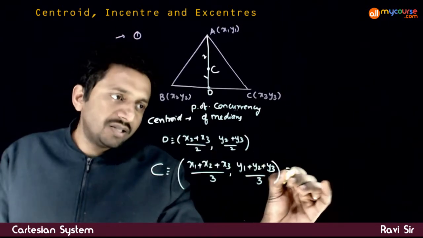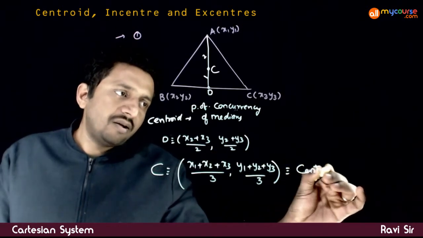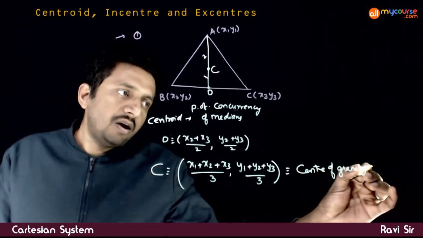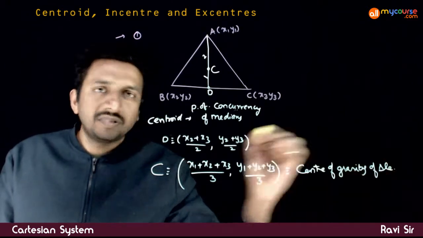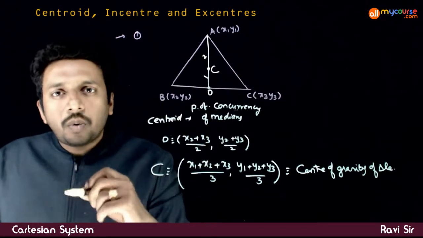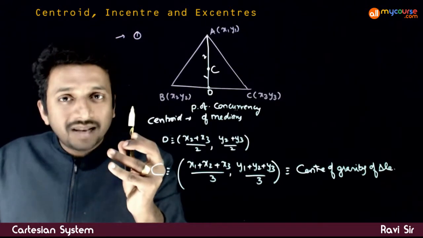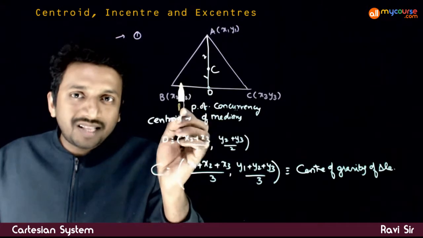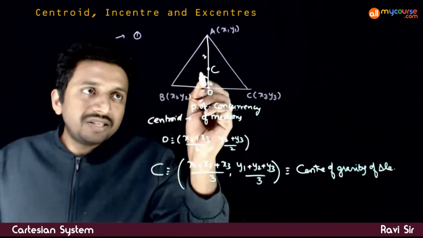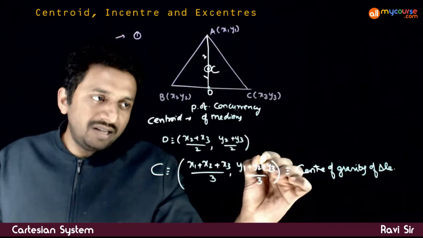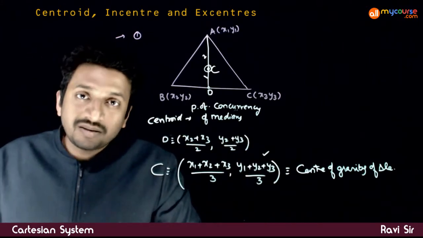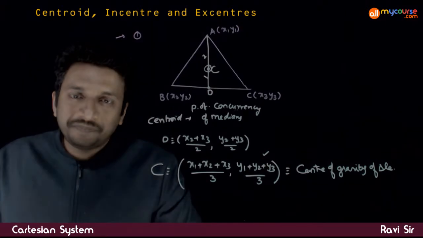And centroid is also the center of gravity of a triangle. So if you have a triangular plate, what is the point on which you can balance the triangle? The point of balance is nothing but the center of gravity, which can be obtained from the formula ((x1 plus x2 plus x3)/3, (y1 plus y2 plus y3)/3).